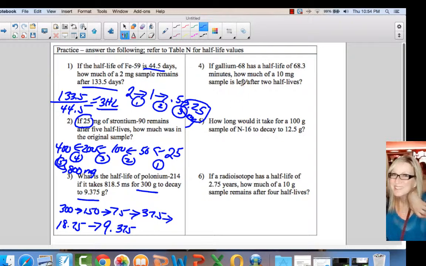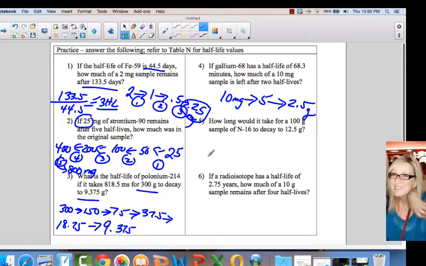If gallium-68 has a half-life of 68.3 minutes, how much of a 10 milligram sample is left after 2 half-lives? So 10 milligrams, 1 half-life is 5, 1 half-life is 2.5.